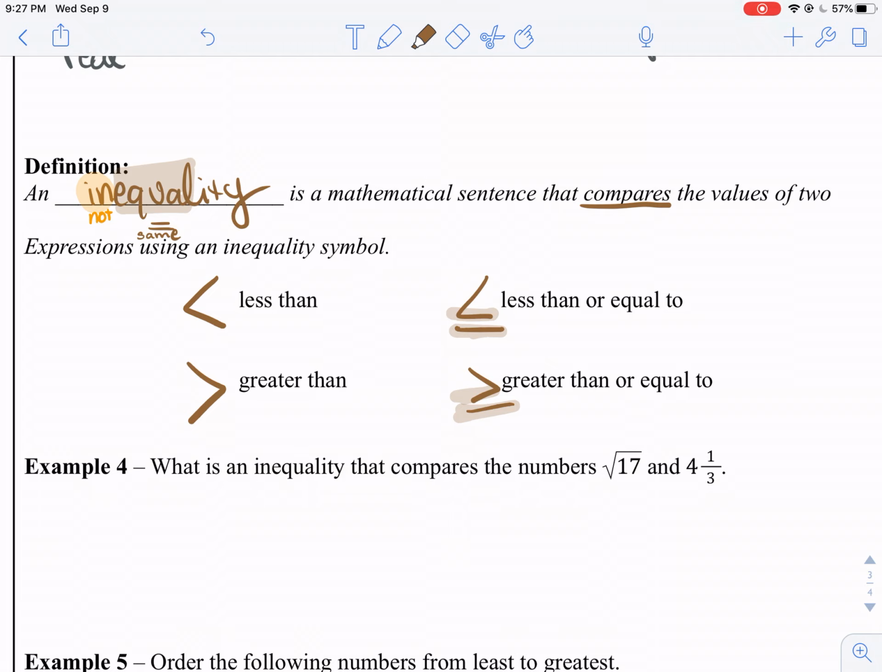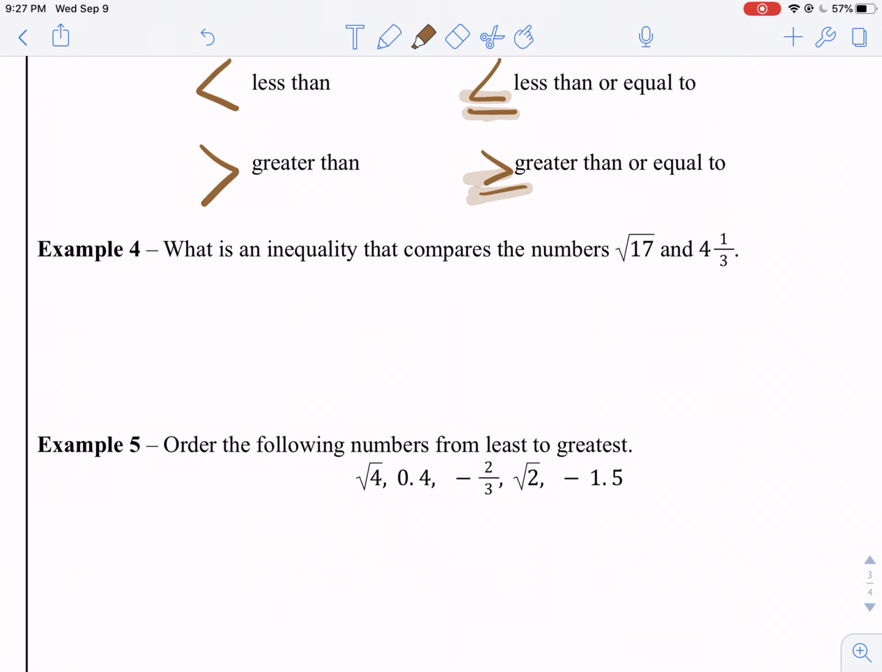So for example number 4, let's write an inequality that compares the square root of 17 and 4 1/3. There are two ways to do this. You can use a number line or you can use a calculator. How about we do a calculator here and then we'll use a number line down here. Good deal?